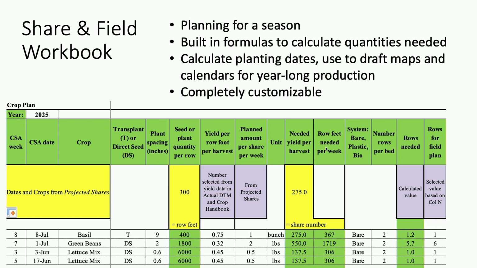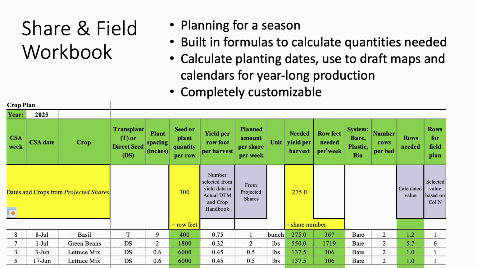So the idea here is helping you to plan for your season. So it has built-in formulas. In this snapshot of just a part of that worksheet, the green cells are formulas, okay? And anything in white you would update with your own information, your crop, your variety, when you want to harvest it, and then it would calculate things for you based on some standard values. And you can change those standard values.